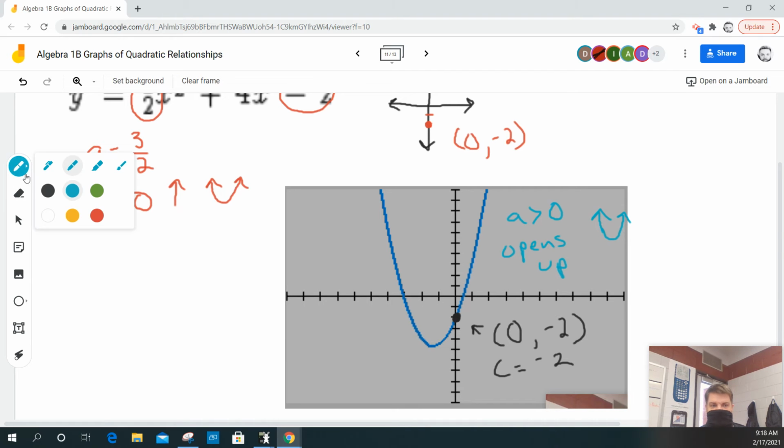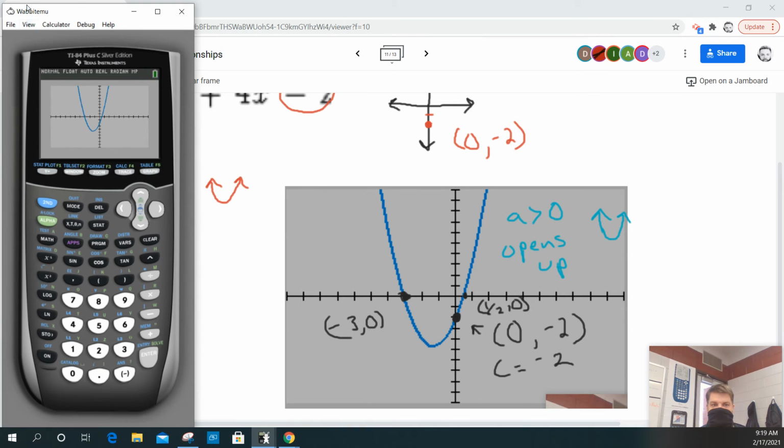And I'm not sure, but it looks like it crosses at this point here, which looks like to be about (-3, 0), roughly. I don't know. And this looks like it might be (1/2, 0). I don't know. We've got to check that. So how could I check that? Well, what I could do is I could literally look it up on my calculator.